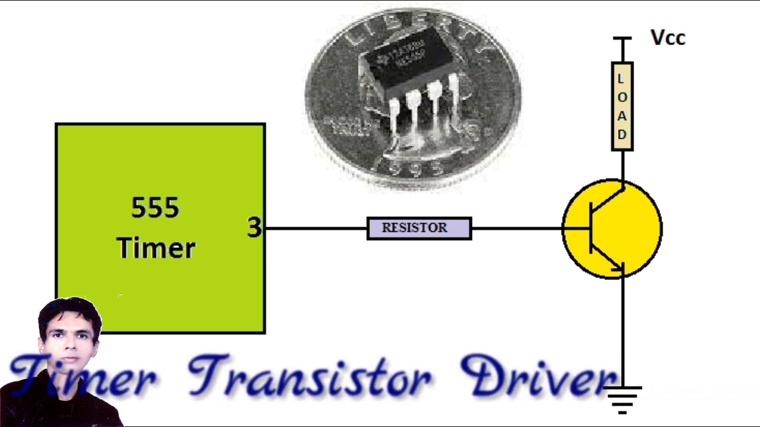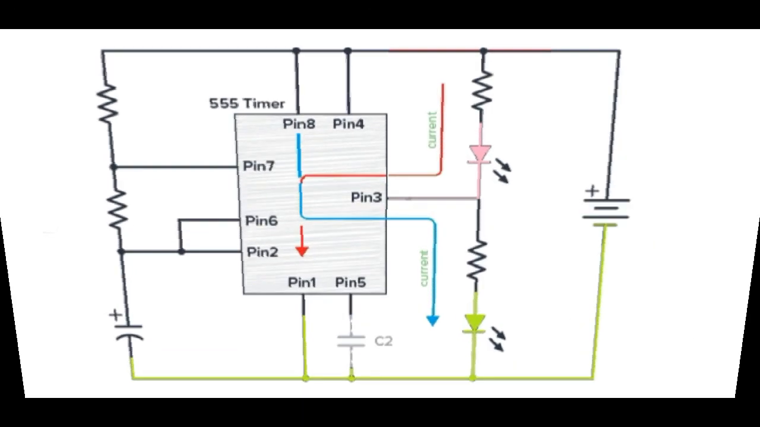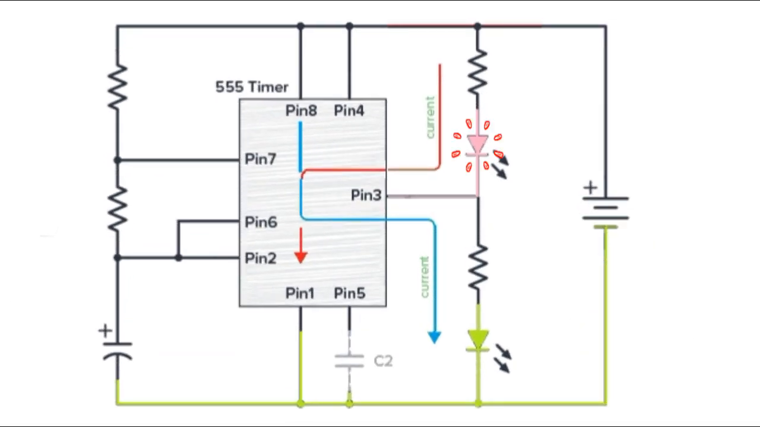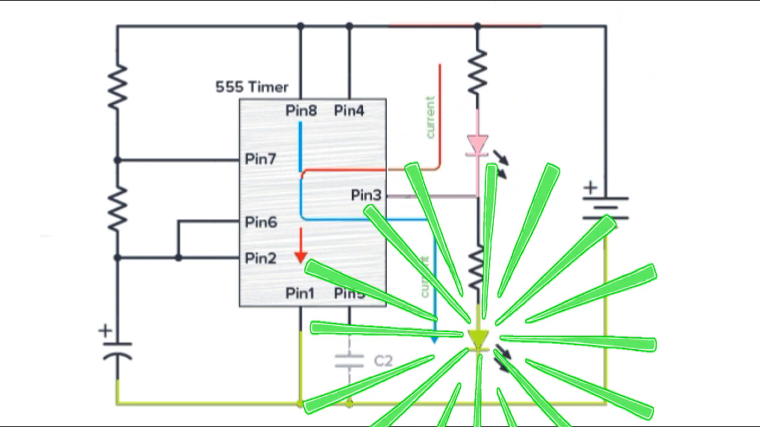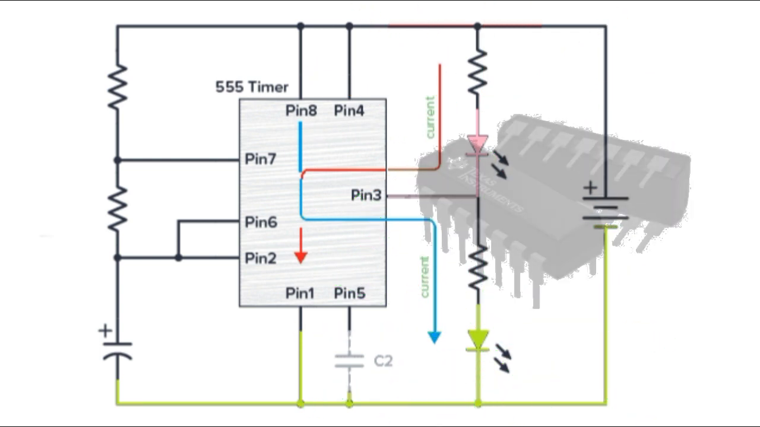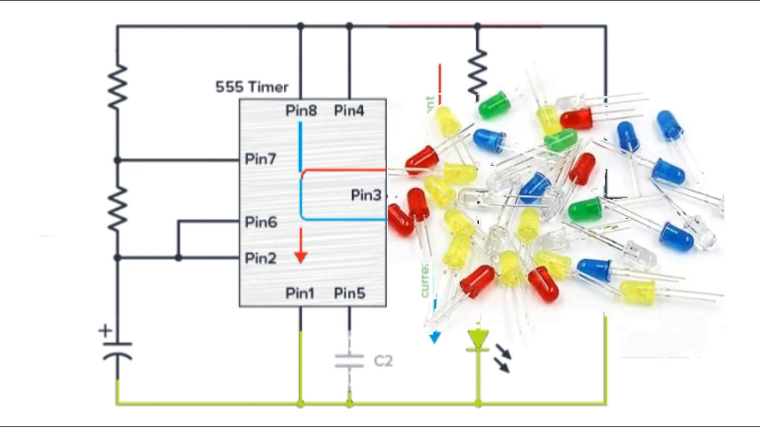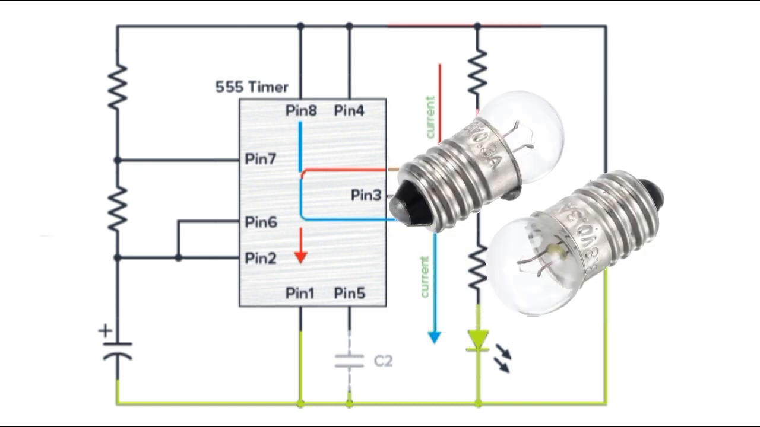555 timer transistor driver. We said earlier that the maximum output current to either sink or source the load current via pin 3 is about 200 mA at the maximum supply voltage, and this value is more than enough to drive or switch other logic ICs, LEDs, or small lamps, etc.